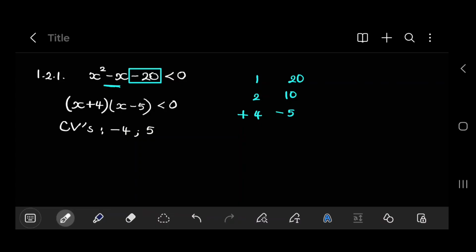Since these are inequalities and x is not actually equal to those values, we are not allowed to have an equal to sign. So instead, we take them as critical values. These are critical points in this equation. Now, since we're working with a less than, our answer is going to be written like this, where we have x lies between. We put the smaller value on the left and the bigger value on the right. And that is the answer.